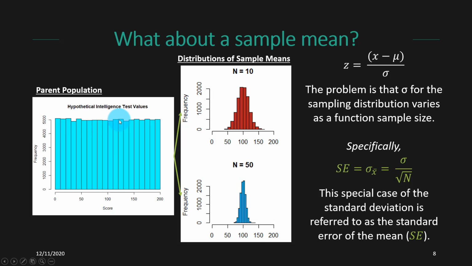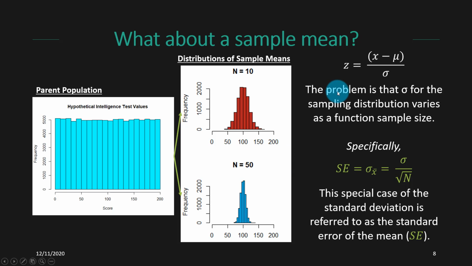So let's say that a hypothetical intelligence test had a uniform distribution of scores between 0 and 200. Now, if I'm taking samples of size 10, the mean of sample means is always going to be an unbiased estimate of the true population mean. So this is centered on 100. When I'm taking samples of size 50, that's also centered on 100. So you can see that both of these distributions of sample means are centered on 100 and they are symmetrical.